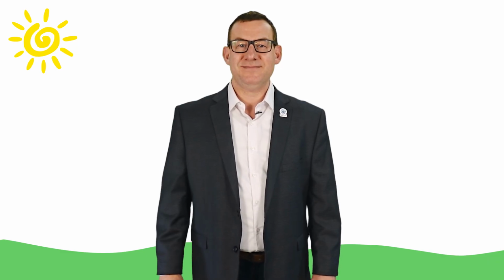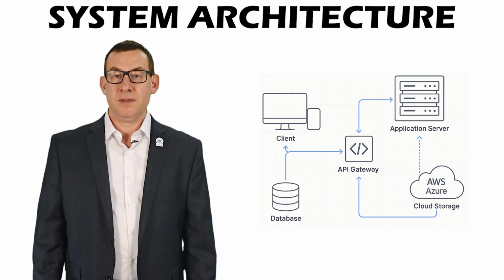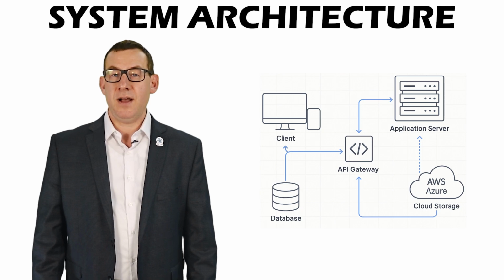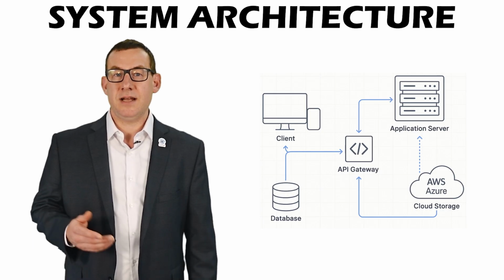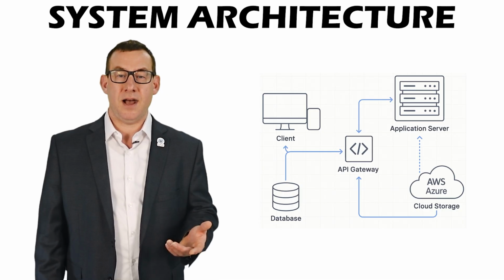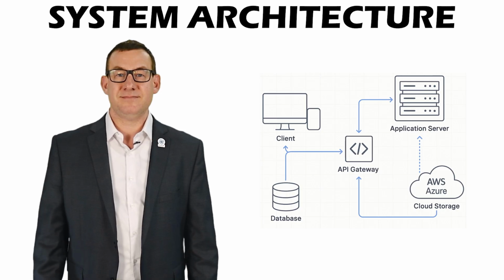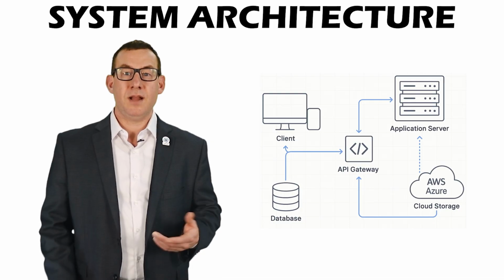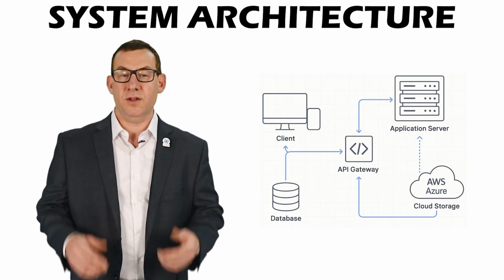Let's get started. System architecture. System architecture is the high-level blueprint of how a GIS system is organized. It defines the major components: servers, databases, networks, cloud platforms, file storage, desktops, and mobile devices, and explains how they all interact. Architecture determines the system's scalability, reliability, security, and ability to support enterprise-wide workflows.